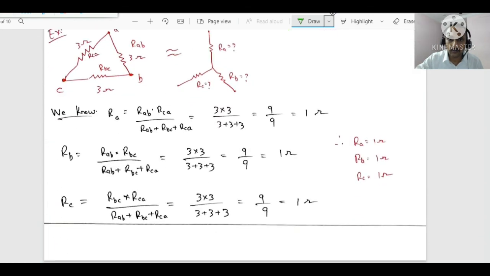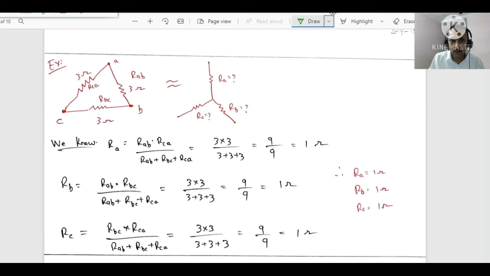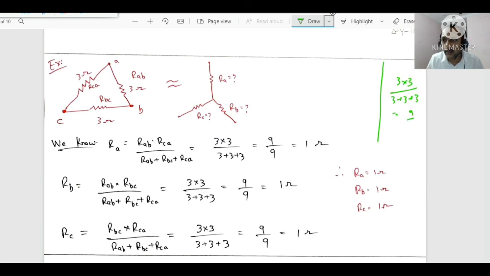Now, dear students, let me observe one more problem. For example, if this problem is given, some people may do it roughly in rough work. Immediately they will do 3 into 3 whole divided by 3 plus 3 plus 3, 9 by 9, it is equal to 1. Simply they will write 1 ohm, 1 ohm and 1 ohm. Of course they know the answer. At the same time, dear students, you should show the procedure also, the formulas, substitutions, calculations, and then the final answer, instead of showing the final answer directly, right?